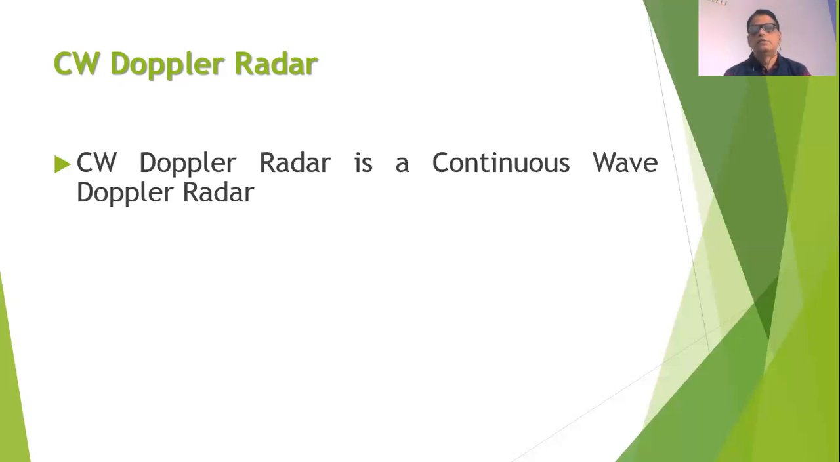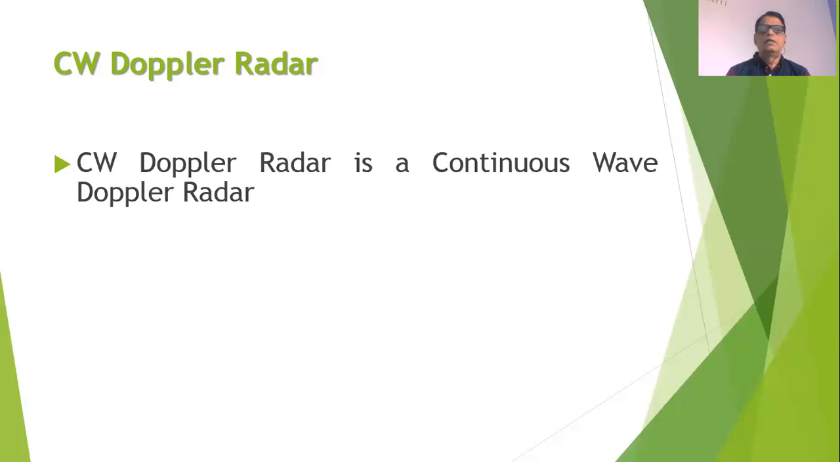Most of the radar systems are pulse radar systems in which a pulse is transmitted. This pulse, when it is transmitted, will strike the surface of the target and will get reflected back. But it is possible that we can make use of a continuous wave instead of a pulse. And such radar systems are known as continuous wave radar systems.